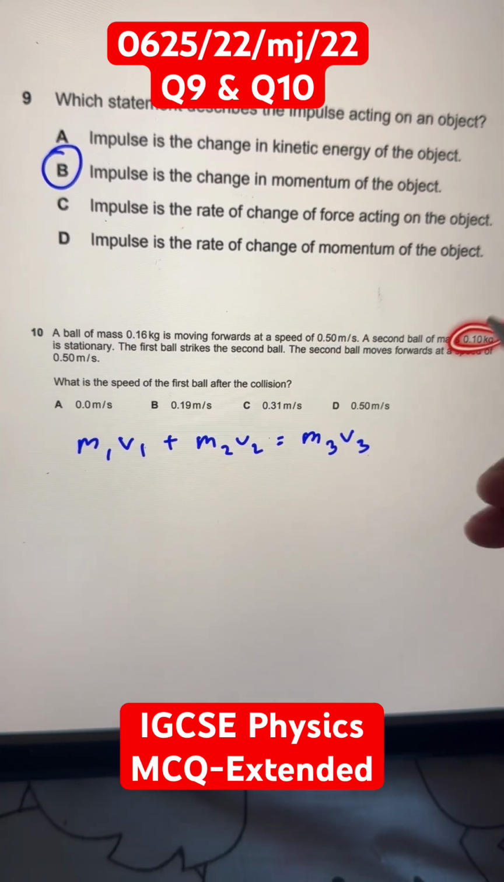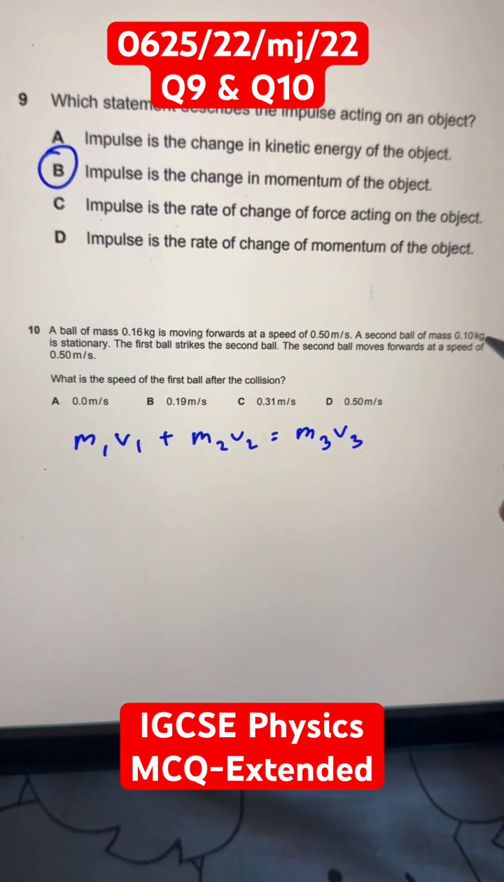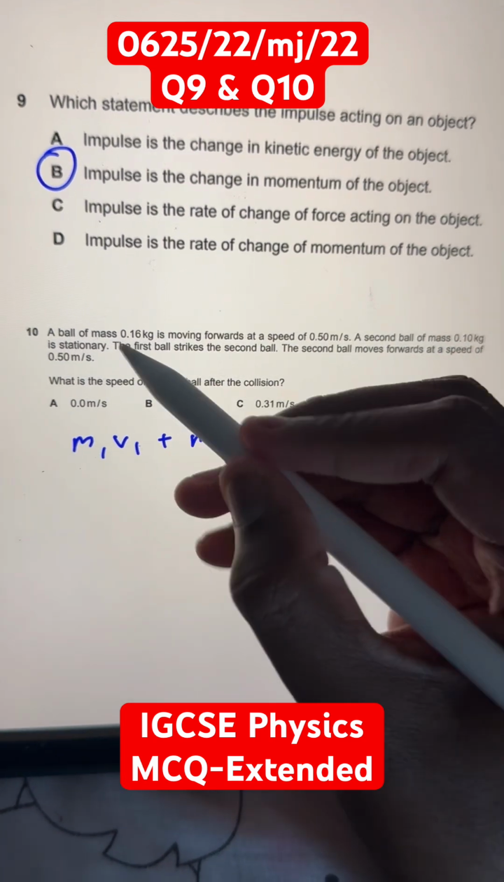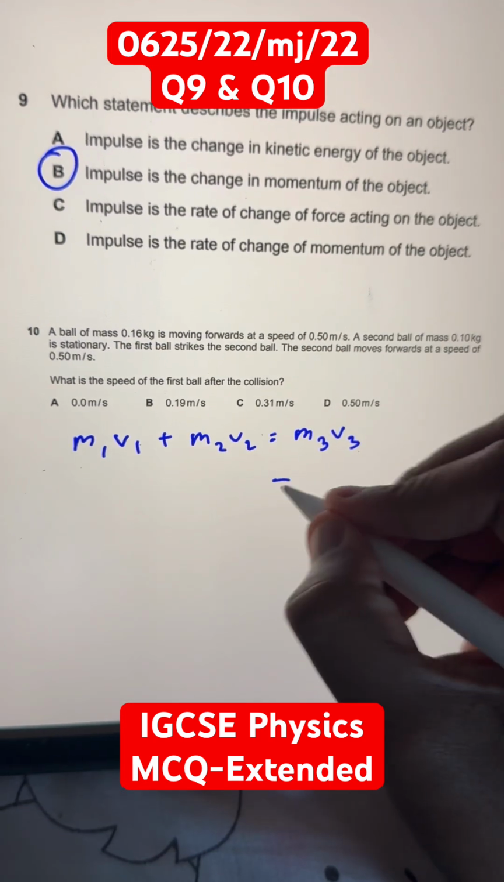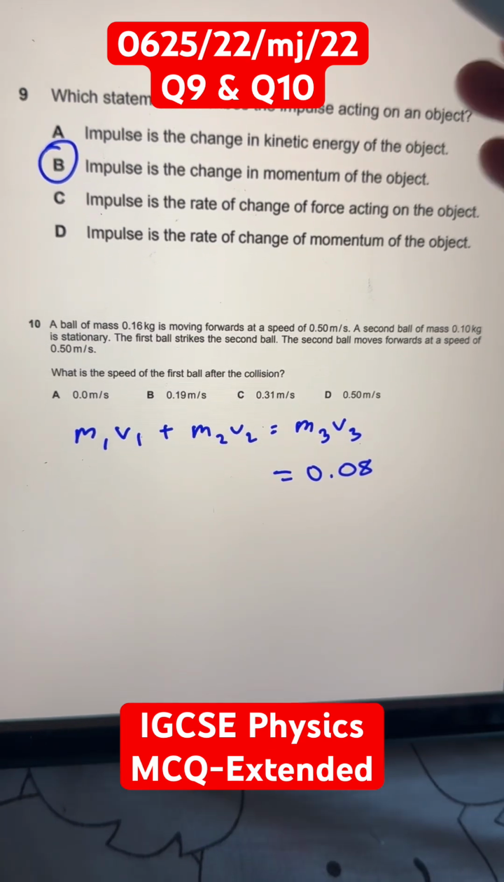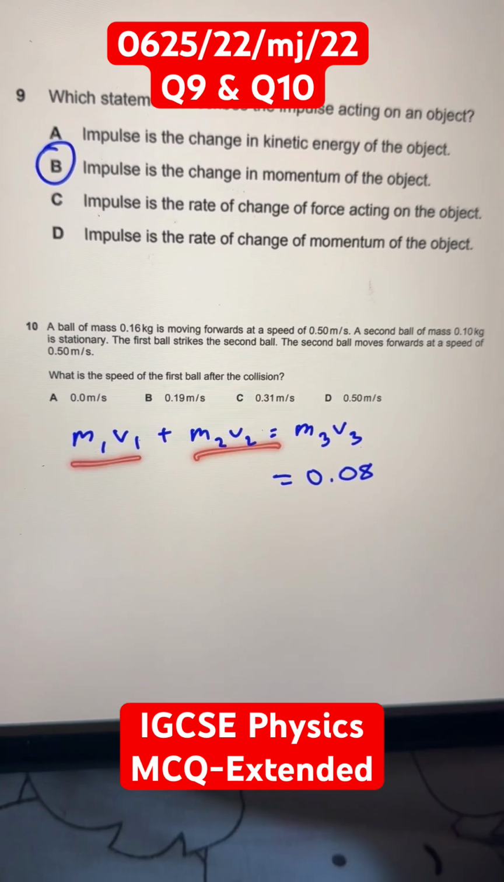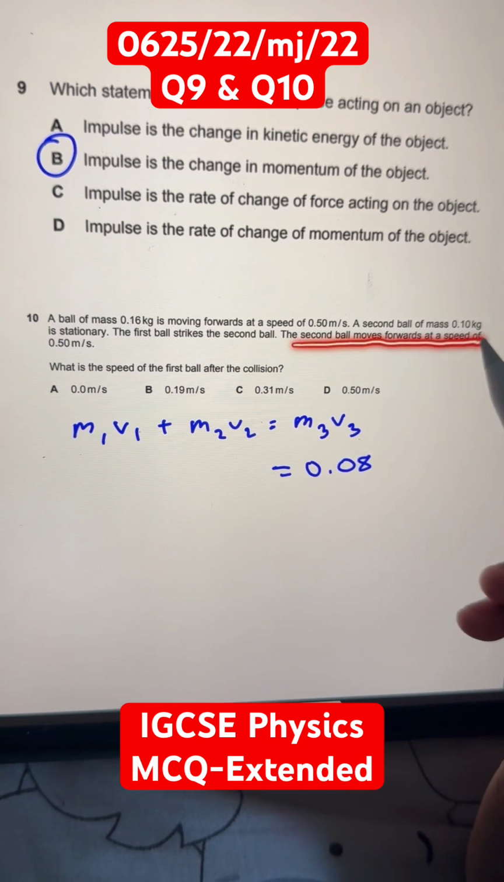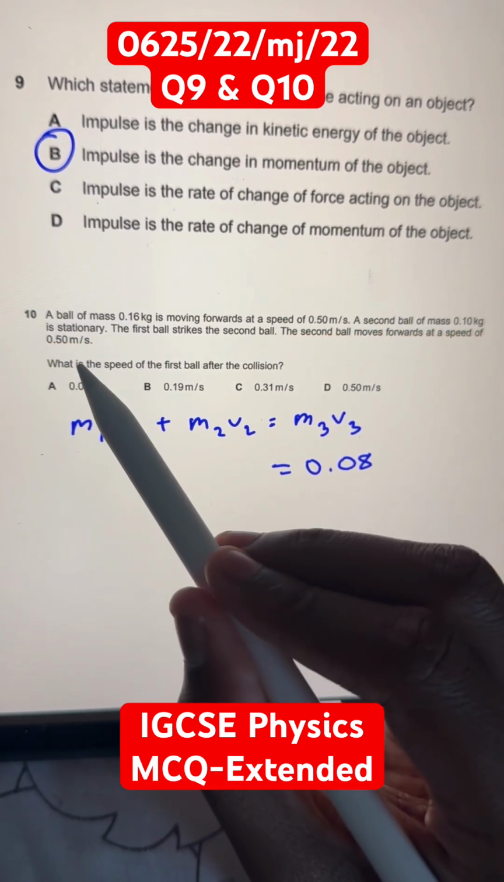And of course, this is stationary. That's why I haven't counted that, because the momentum is 0 over here. And this momentum will be equal to 0.16 times 0.5, which is 0.08. Now, we have these two. So the second ball moves forward at a speed of 0.5 meters per second.